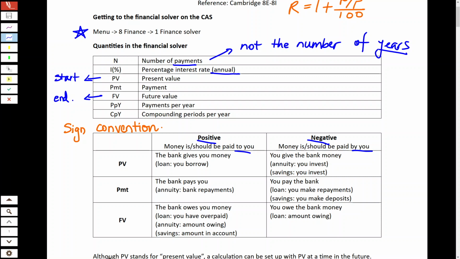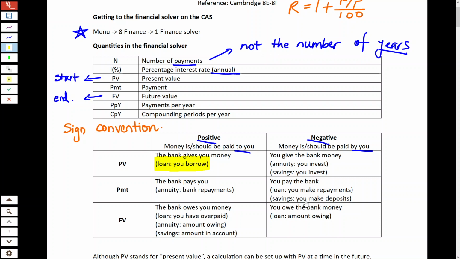Let's imagine I take out a loan. So in a loan, do I give the money to the bank at the start, or does the bank give me money at the start? Yes, I'm borrowing money from the bank. So at the start, PV, the present value, is going to be positive. In the loan, PV is positive because the bank is giving you money.